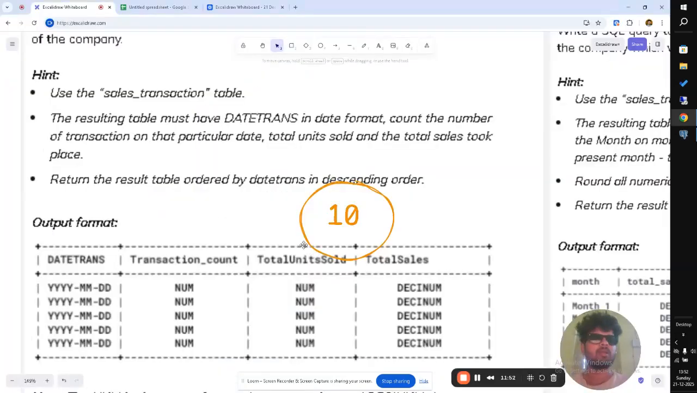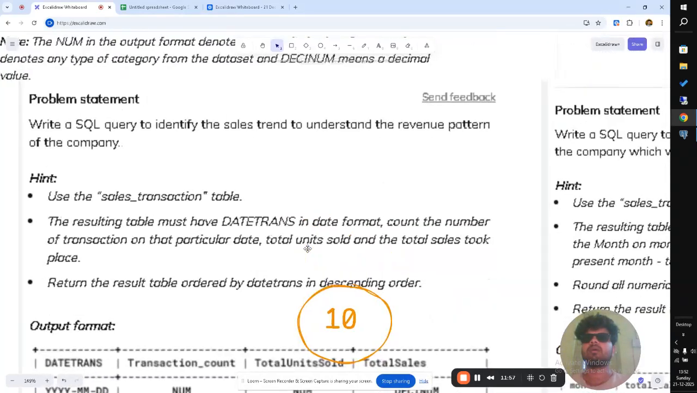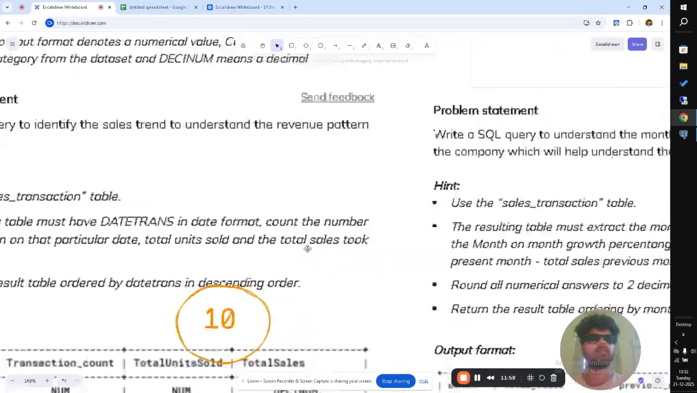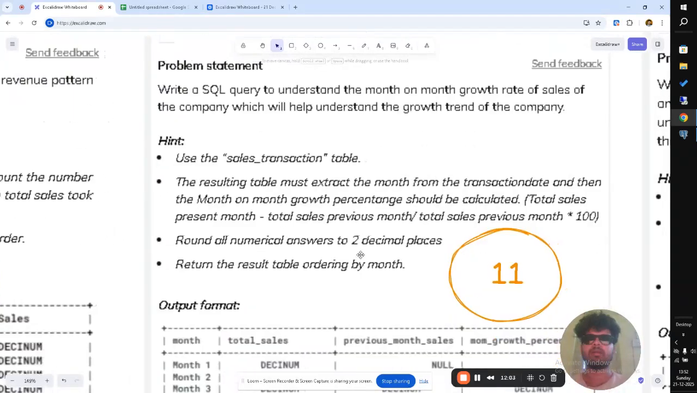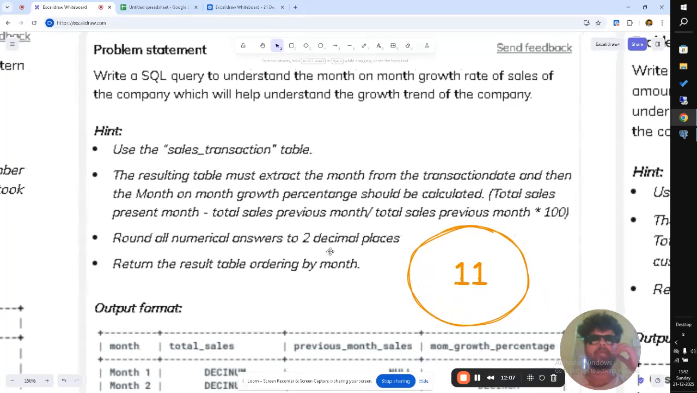So we solved question number 10. Now we are solving question number 11. Write a SQL query to understand the month-on-month growth rate of sales of the company, which will help to understand the growth trend of the company.